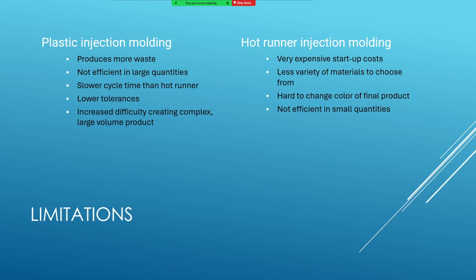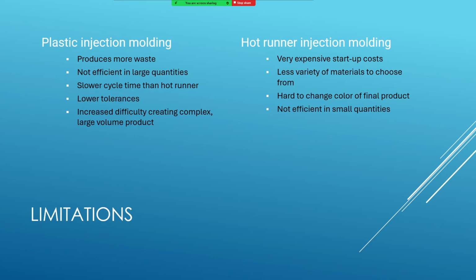Now for hot runner injection molding, if you would like to have a startup and you would like to purchase these hot runner injection molding systems, they are very expensive. They also have a low variety of materials to choose from, as some materials cannot be used in hot runner injection molding as easily as cold runner plastic injection molding. For the final product color, as Sam mentioned, it is pretty difficult with color bleed to get hot runner injection molding to have the final color that the customer or specifications would want.